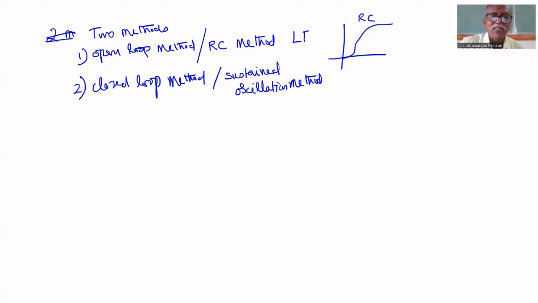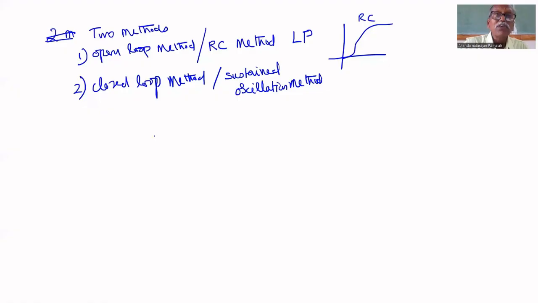This is applicable for level process, because level process is very slow. That's why we are applying the open loop method. For fast process only, we can use the closed loop method. For slow process, we cannot use it. Why, we will see now.